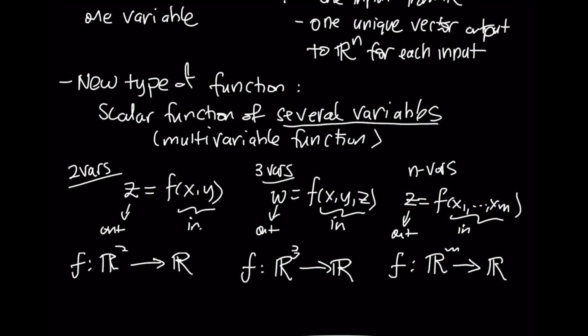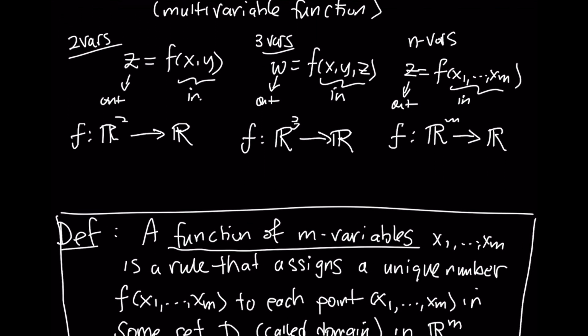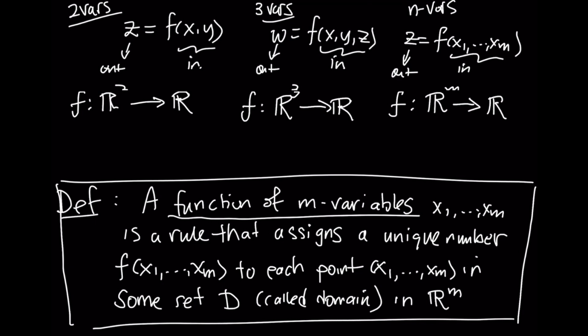A function of m variables is a rule that assigns a unique number given by f of x1 through xm to each point x1 through xm in some set called our domain, and that domain has to live in Rm. Now, in this course, we are going to be focusing on functions of two variables and functions of three variables. It's easy to visualize functions of two variables, and functions of three variables occur a lot in science. So sometimes these things are called scalar fields.